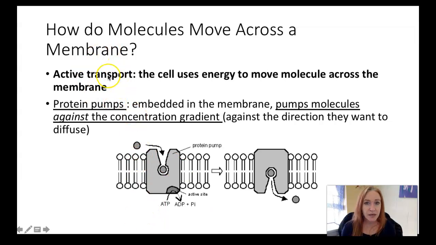Again, active transport uses energy, pumps molecules against the concentration gradient from low concentration to high concentration. Okay? Make sure you know that. Write that underlined stuff down again.